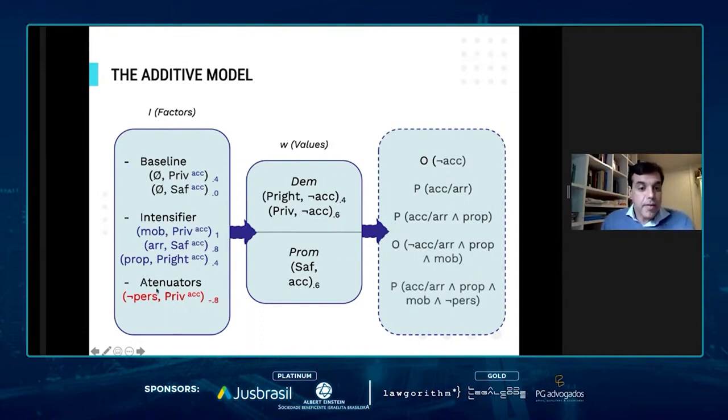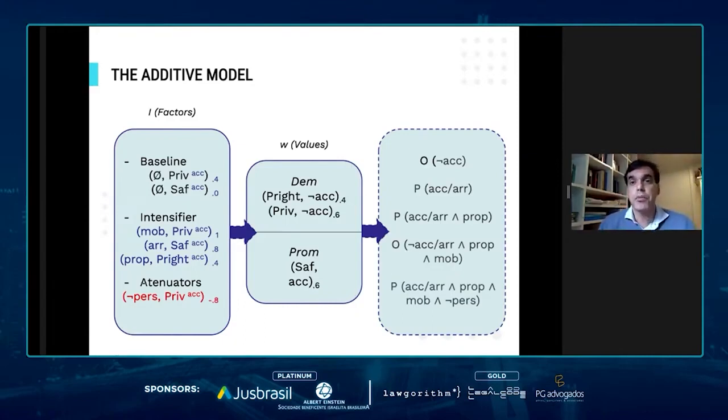But factors may have an attenuating influence on the impact of action on values. For instance, if we consider that the mobile phone is not a personal one, but is a professional one where only professional content is allowed, then this would attenuate the impact on privacy and may shift the balance again for an authorization to access the content if the mobile phone is not personal. So that's how the game is played within the additive model.